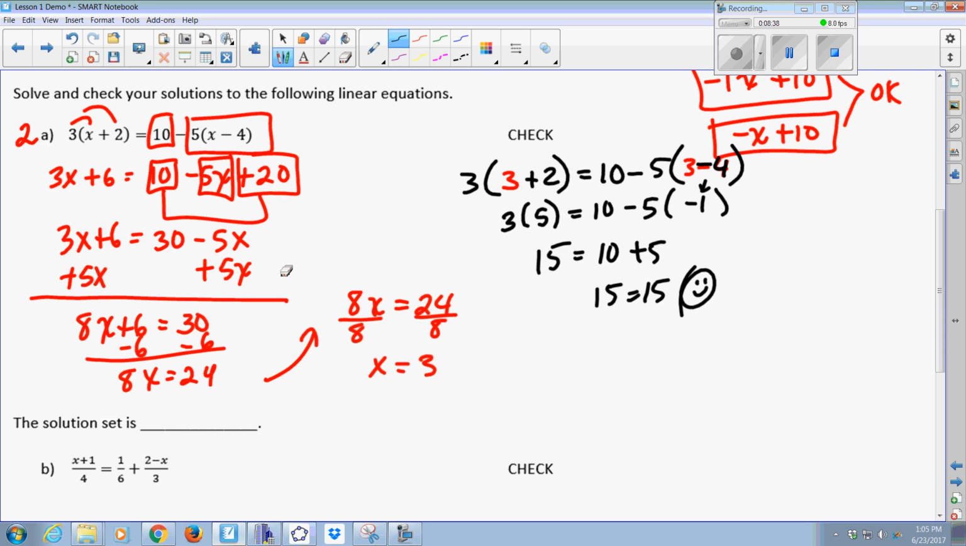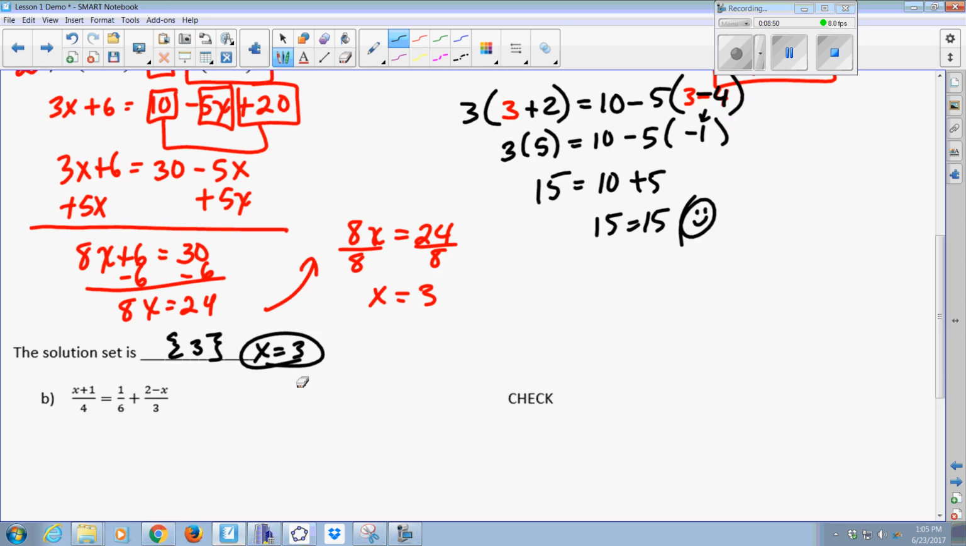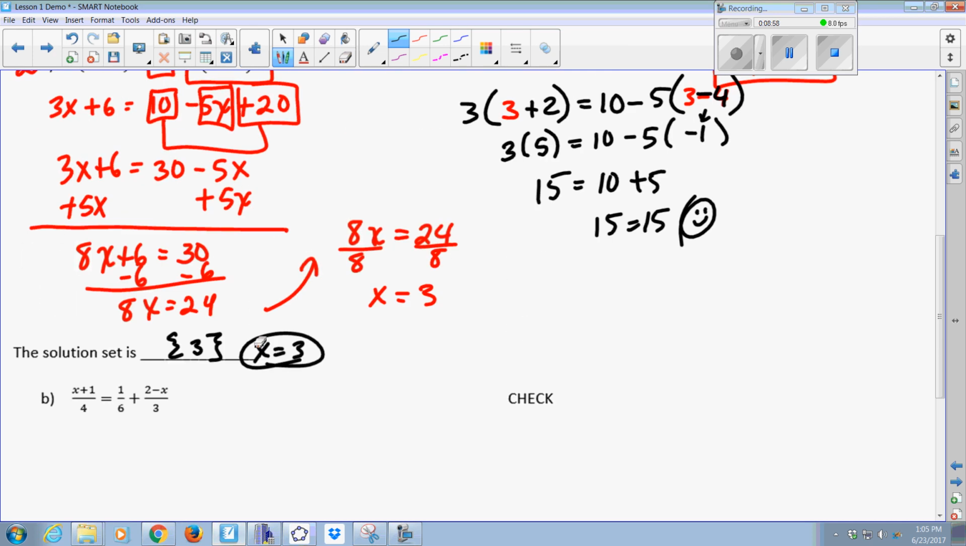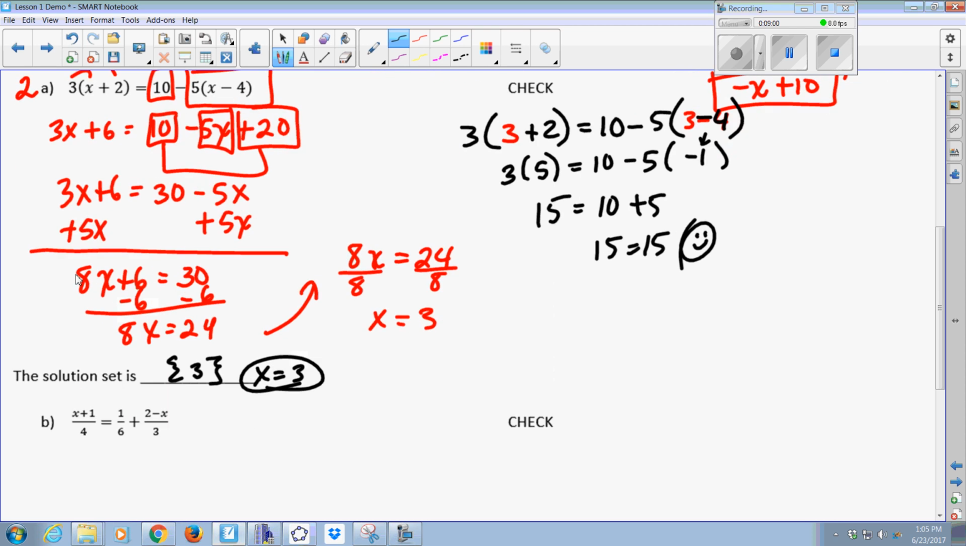So the solution set here is 3. This is how we write it in our book and in my math lab. You could also just write x equals 3 when you're just doing it on your homework if you want. But if you're asked to find the solution set, then you have to put these little curly braces around 3. Okay, so that's an example of solving a linear equation.